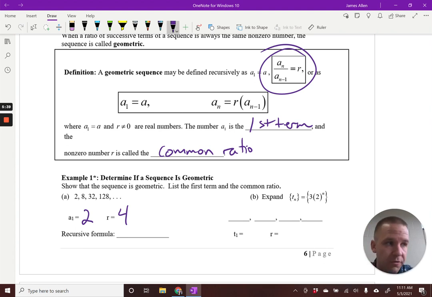So the recursive formula then would be that a sub n is equal to 4 times a sub n minus 1. So there we go.